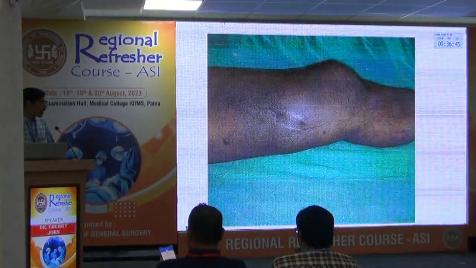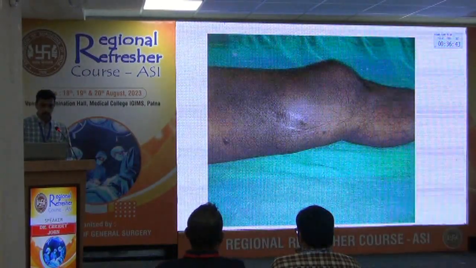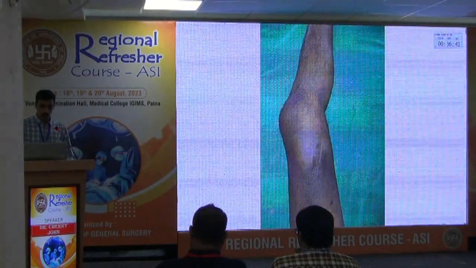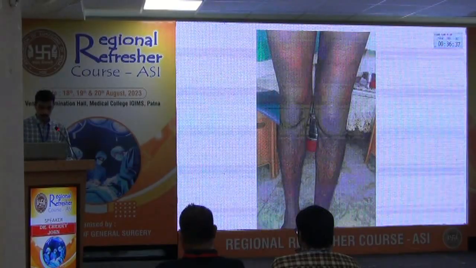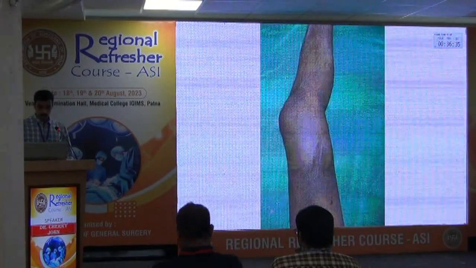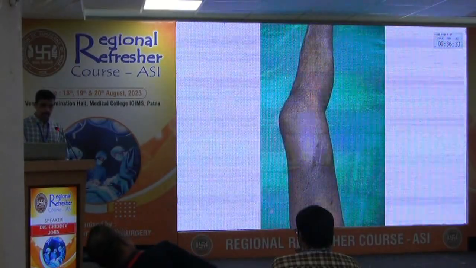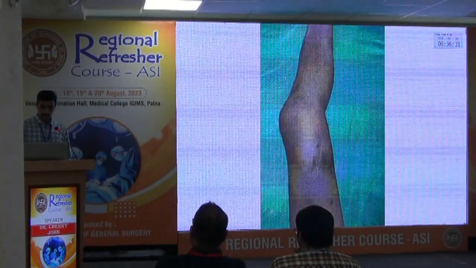This is a picture of the case. This is a comparison of both lower limbs. The swelling is present in the left lower thigh.